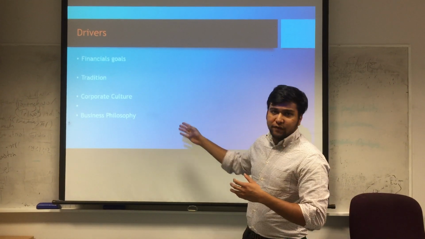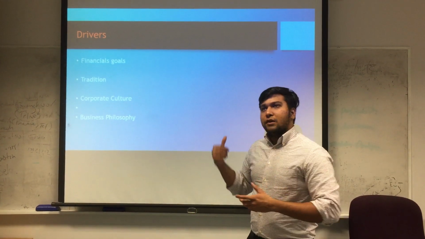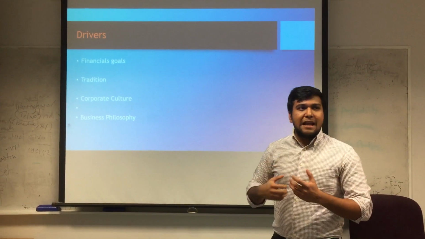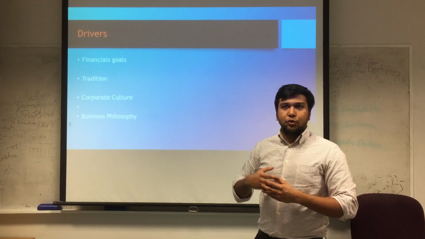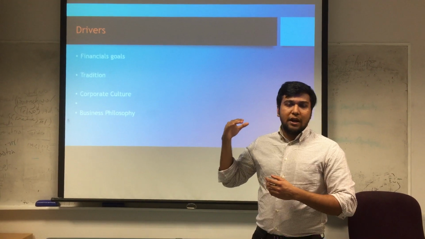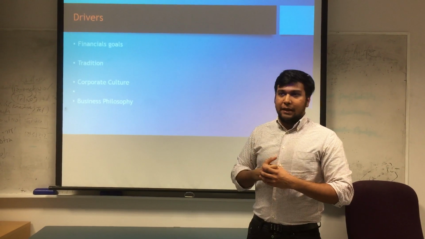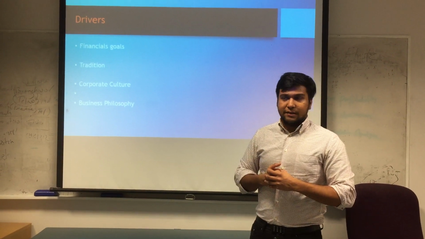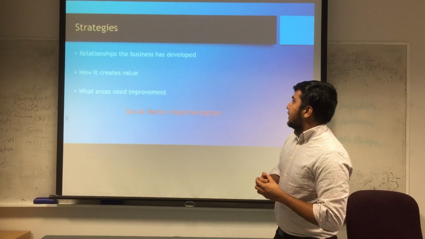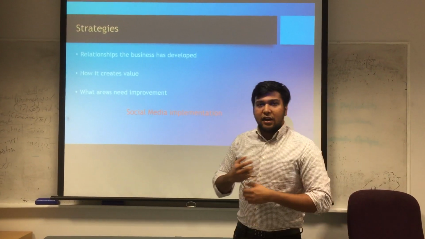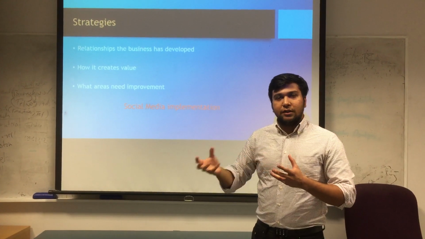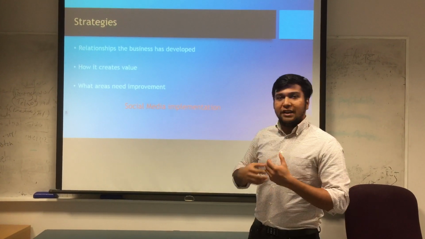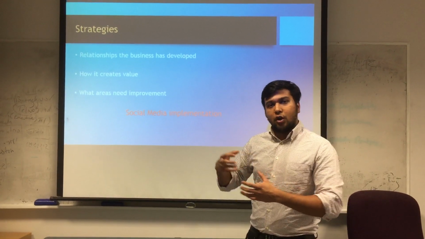Then there's business philosophy; different companies have different ones. For example, Golden Oven can think about matching their standards to the higher quality, higher end bakery shops situated in Civic and other places. And then the next one is strategies. Strategies come in when we look at how a business creates value among others, and what areas need improvement.